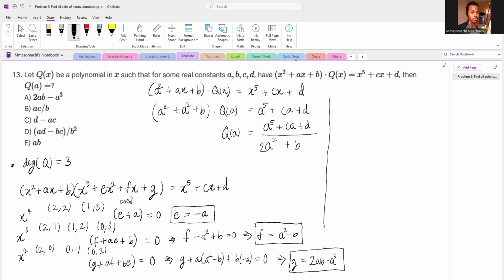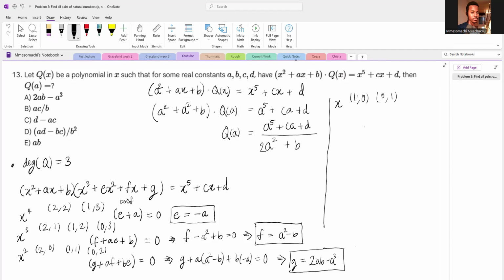So let's see. In this expression for Q of A, we have C. To get C, we have to consider the coefficient of X. So let's look at the coefficient of X. We can either take the constant and multiply it by X in the second bracket. Let me count in the way I've been counting. So 1, 0 or 0, 1.